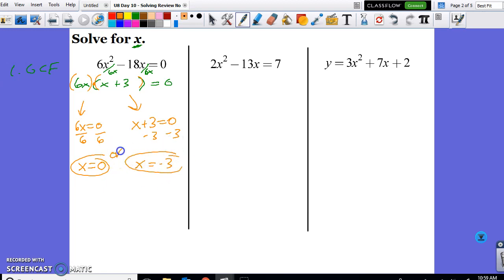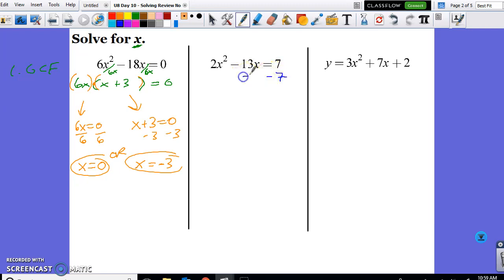So it's going to be one or the other. It can't be both at the same time. x is either 0 or negative 3. And when I plug those values back in for x into this equation, I should get 0 on the left side to make the equation true. Now, of course, all the factoring things we're doing here don't make any sense if the side of the equation is not equal to 0.